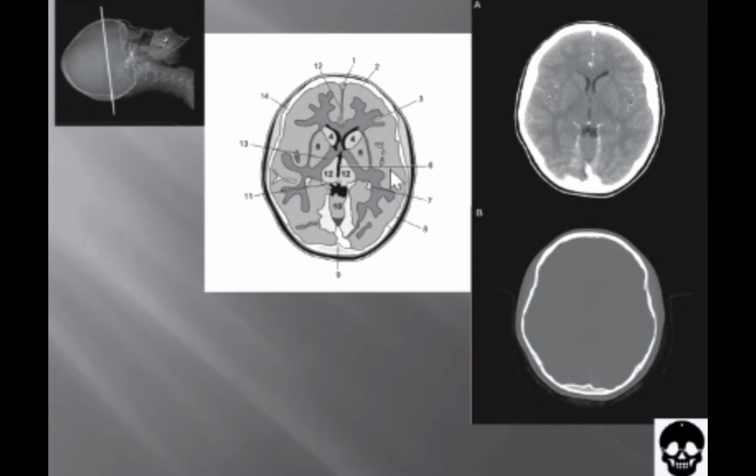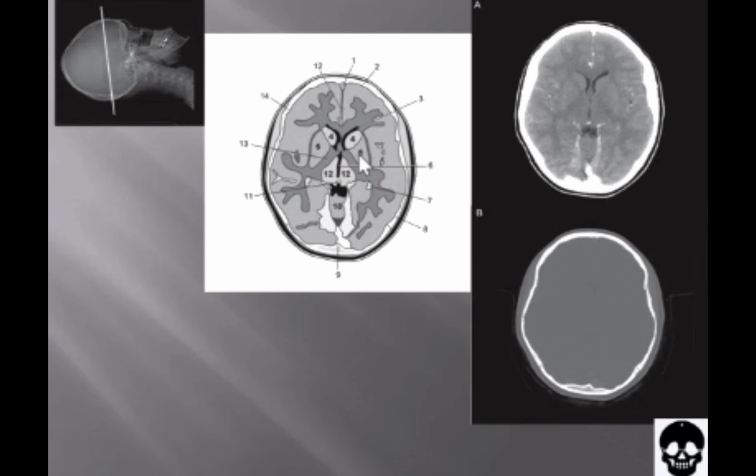Anatomy. Number 1 is the superior sagittal sinus. Number 2 is the frontal bone. Number 3 is the lateral ventricle, anterior horn. Number 4 is the caudate nucleus head. Number 5 is the putamen, globus pallidus.